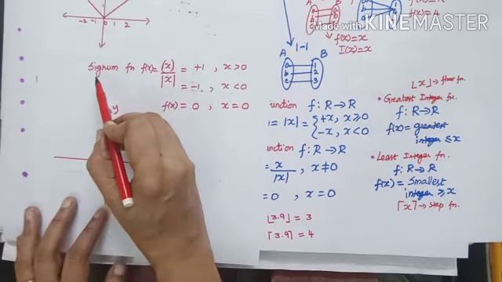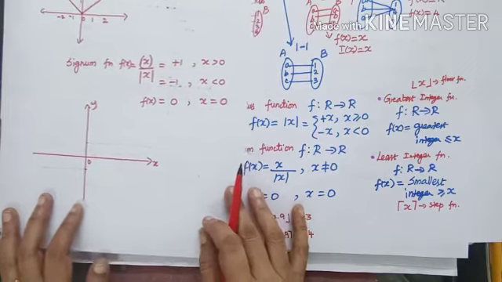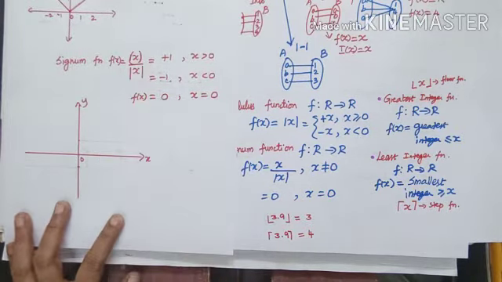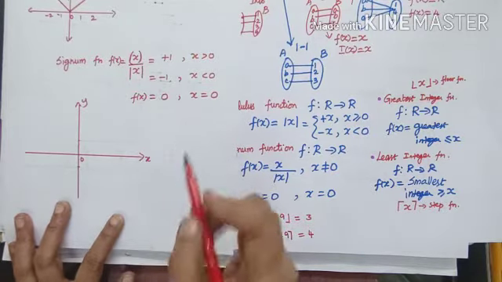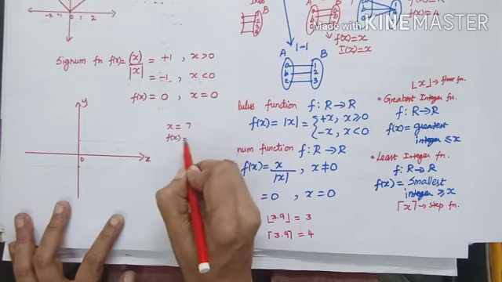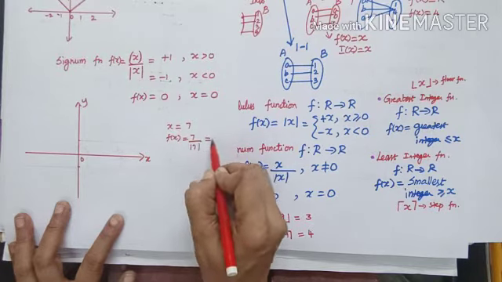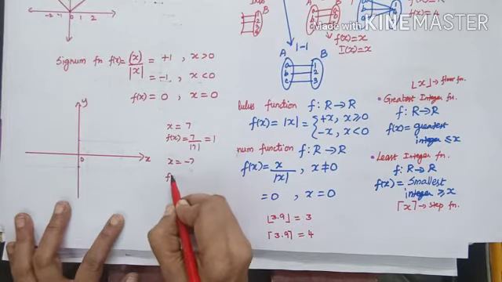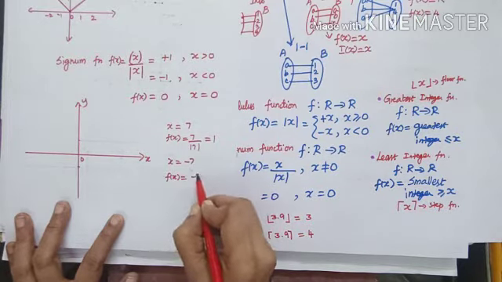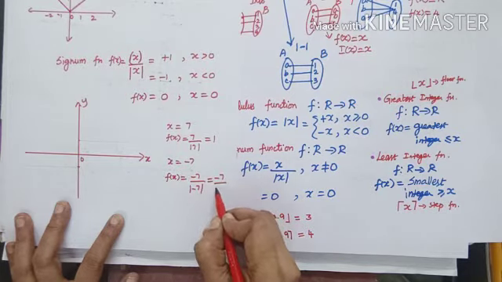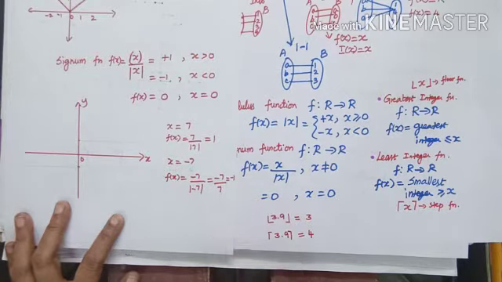There is another function called signum. In the signum function, I write f of x equal to x by mod x. Suppose I put 7. What is f of x? 7 by mod 7, my answer is 1. Suppose I put minus 7. f of x equals minus 7 by modulus of minus 7. Modulus of a negative number is positive, so my answer is minus 1.